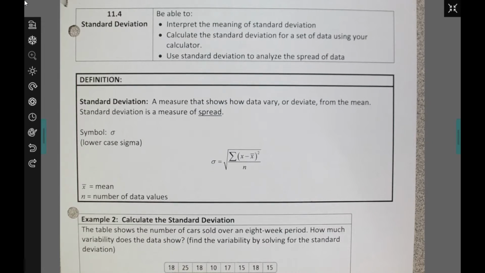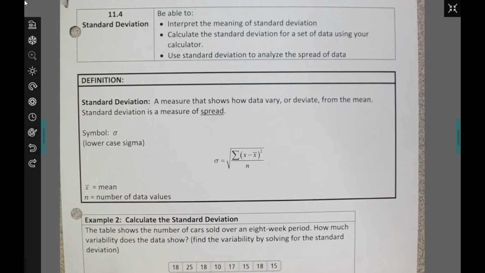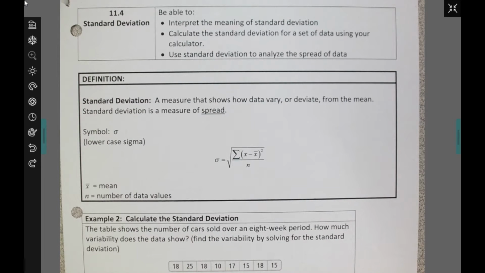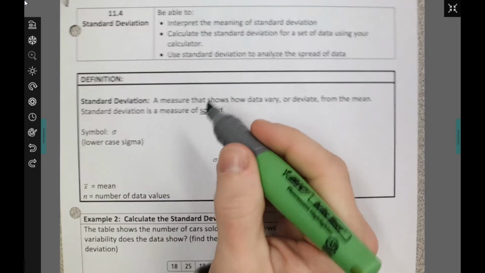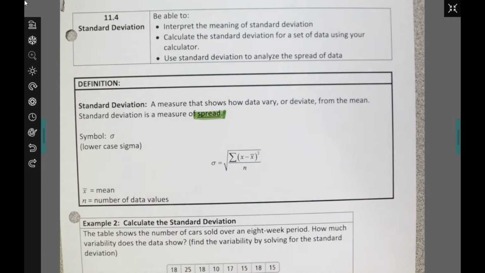Section 11.4 deals with standard deviation, and it's a short section, but it's extremely important, especially when it comes to the SAT. So anyways, standard deviation definition: it's a measure that shows you how data varies or deviates from the mean. Standard deviation shows you the spread, okay?